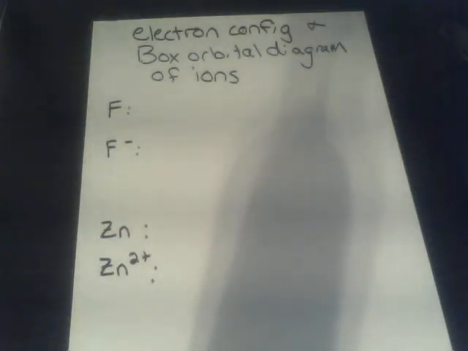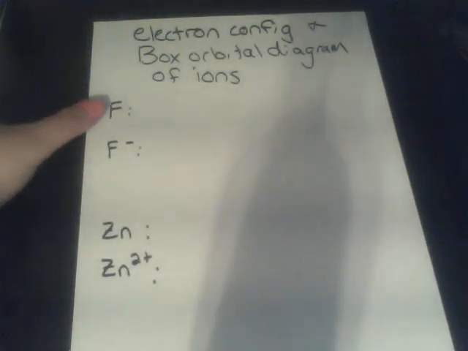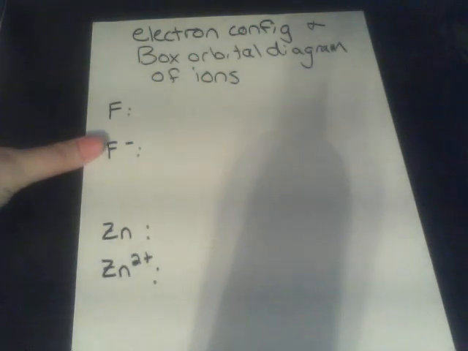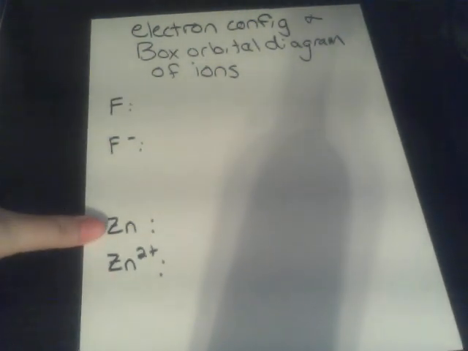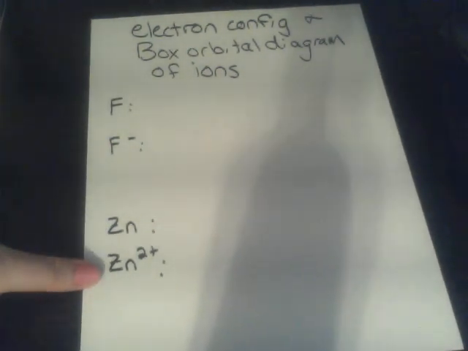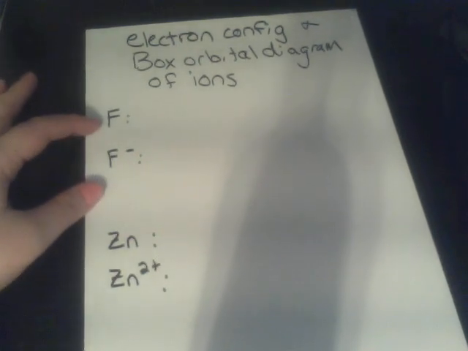Hi guys, so for this video we're going to practice electron configurations and box orbital diagrams for ions, because this chapter addresses different types of ions. So you see that I've had a setup here for fluorine, fluoride where it gains 1 electron, zinc as is, and then zinc 2+ where we lose 2 electrons. So let's go ahead and write the condensed electron configuration for these.